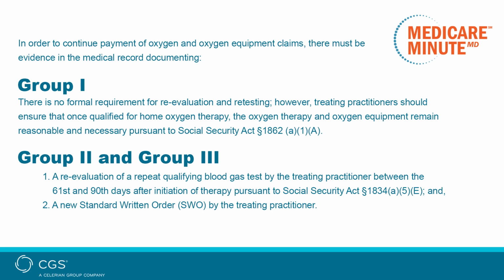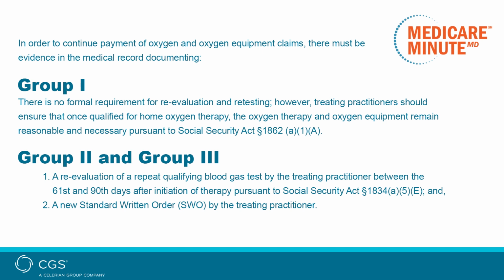Now let's move on to continued coverage, which is shown on your screen now. Continued coverage beyond the initial coverage requirements has been simplified. For Group 1 patients, in order to continue payment of oxygen and oxygen equipment claims, there must be evidence in the patient's medical record that the oxygen therapy and oxygen equipment remain reasonable and necessary. In other words, you should follow good standards of medical care to ensure that you monitor your patients on oxygen and document their continued necessity for oxygen therapy during routine patient visits. Again, there's not a Medicare requirement for a periodic visit or retesting.